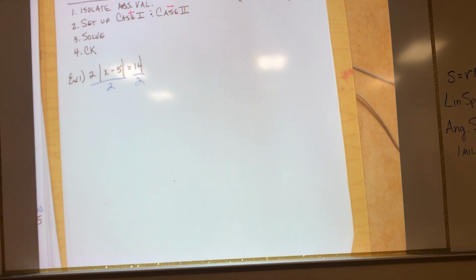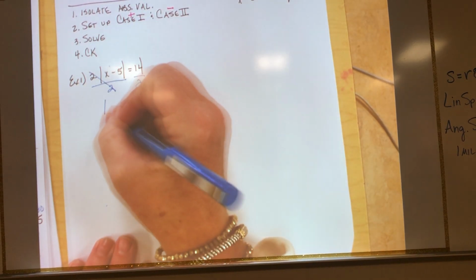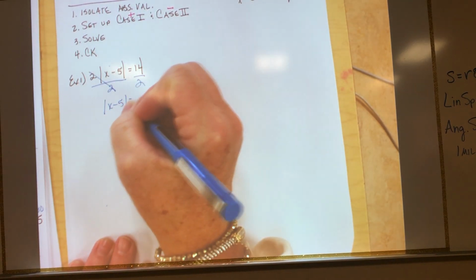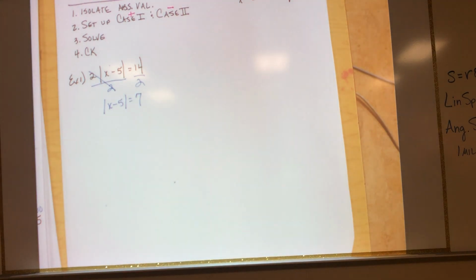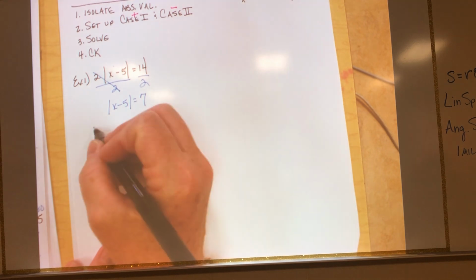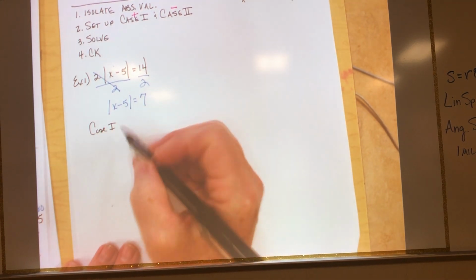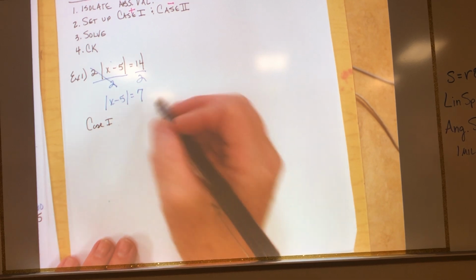Okay, so everybody divided by 2, over here on the left, it's gone. I'm left with the absolute value of x minus 5 is equal to 7. Are you with me? Yes. Okay, so the next thing I'm gonna do is make up my cases, okay? This is the only time I'm gonna write the word case. After that, I'll just start writing a Roman numeral 1 and a Roman numeral 2.